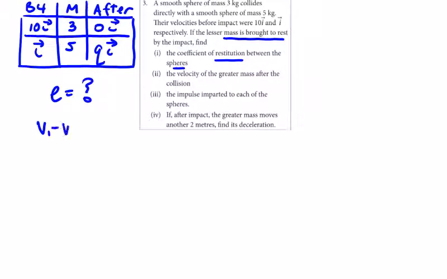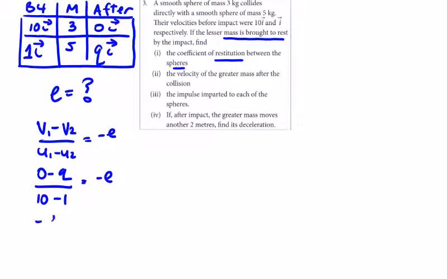So our v1 minus v2 over u1 minus u2 is equal to minus e. We're going to get 0 minus Q on top, and on the bottom, we're going to get 10 minus 1. This will be a 1i. And that would be equal to minus e. So minus Q is equal to 10 minus 1, 9, minus 9e. So if you want to write, just change them to pluses if we need.